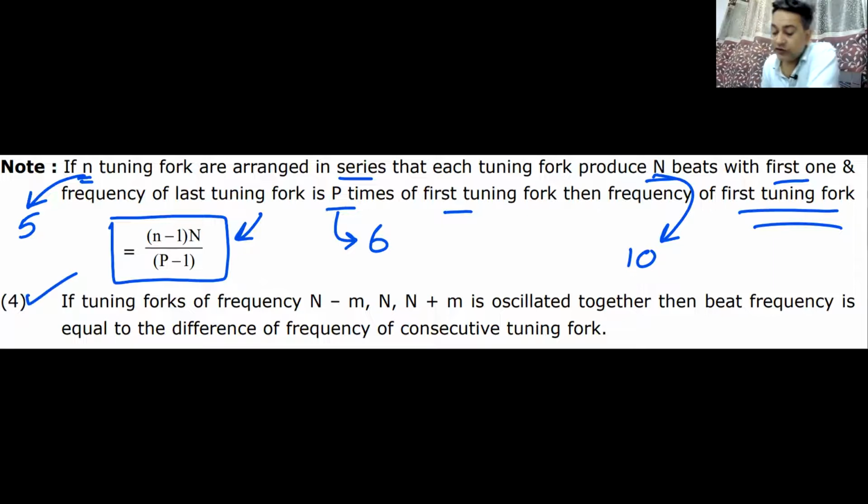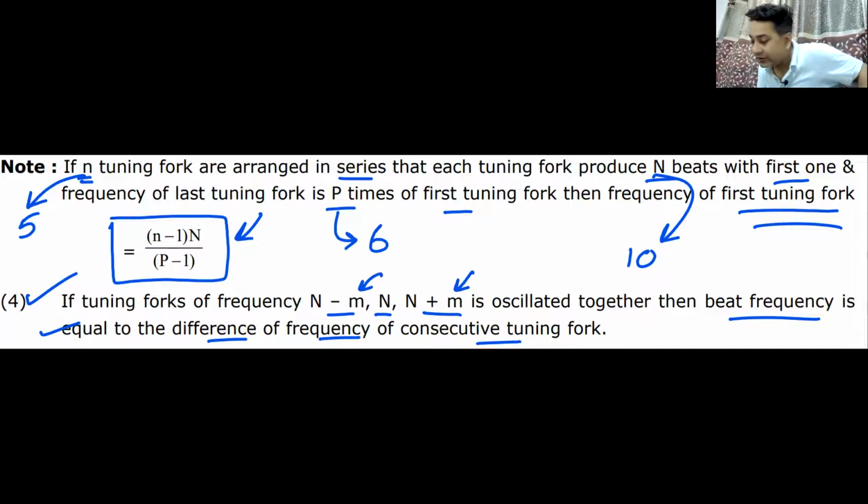If the tuning forks of frequency n minus 1, n, and n plus 1 are oscillated together, three tuning forks oscillated together, then the beat frequency is equal to the difference of frequency of the consecutive ones. So between n minus 1 and n, whatever is the difference in frequency, that will be the beat frequency. These are very, very important points that I'm telling you. Please note them down. I'll give you a minute to do it.